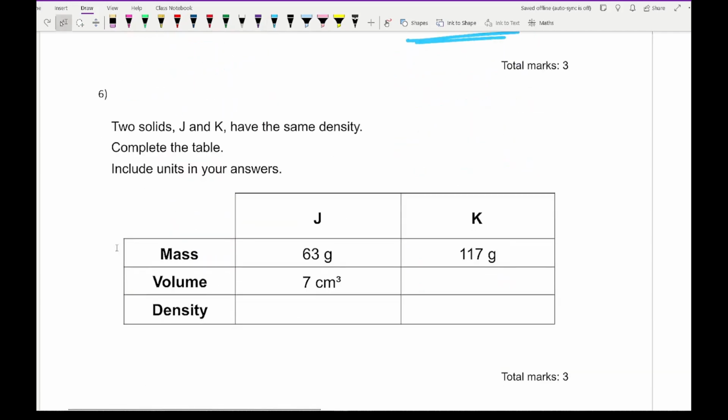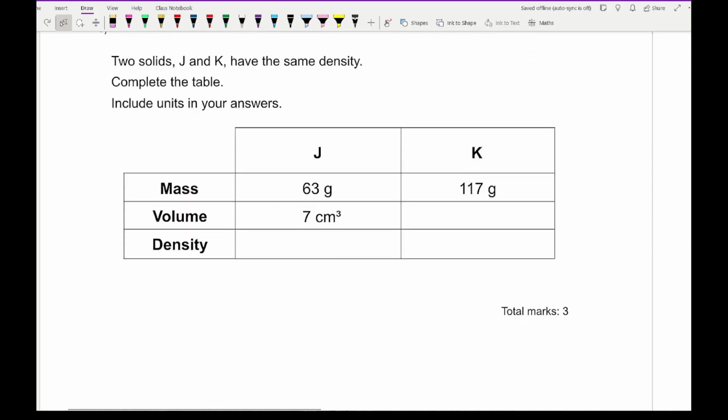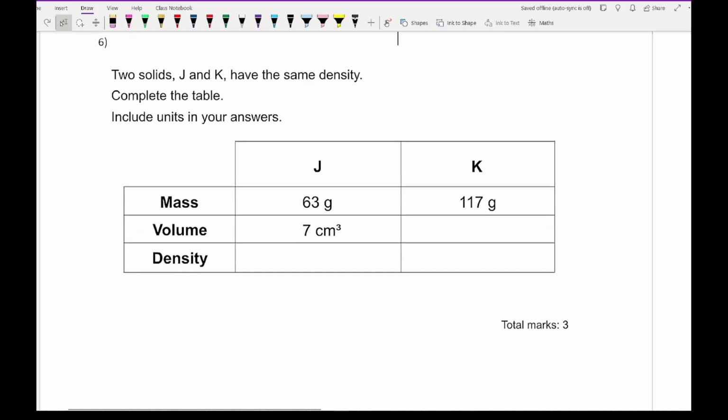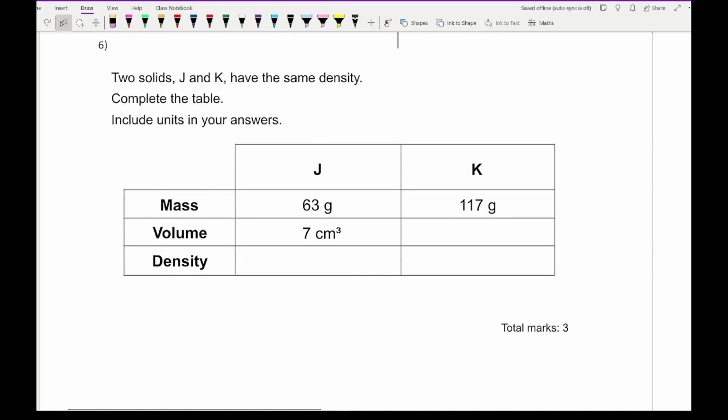Moving on to question 6, it says two solids J and K have the same density. Get that 6 back up. And it says complete the table. Now, again, to work out density, it's mass over volume. So to work out the density, I'm going to work out this one first. So I do 63 divided by 7, which gives me 9. And the units are going to be grams per centimetre cubed.